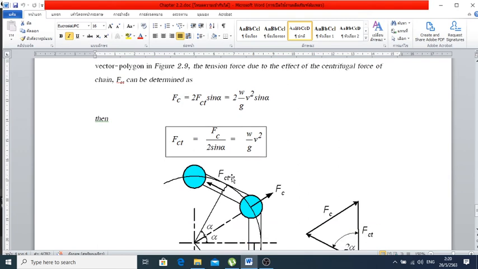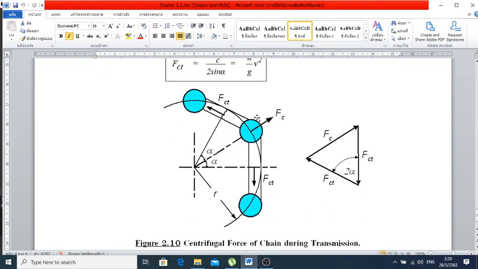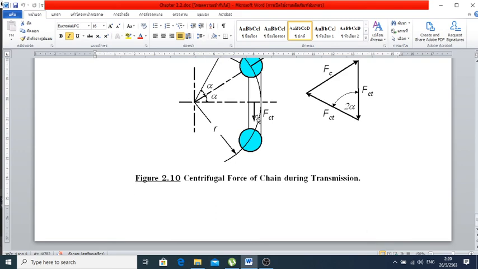And then another term is going to be the centrifugal force, F sub C. F sub C is not the big concern for us anyway. But what we really need is F sub CT based on the vector polygon there. F sub CT is going to be equal to W over G times V squared, for the analysis anyway.